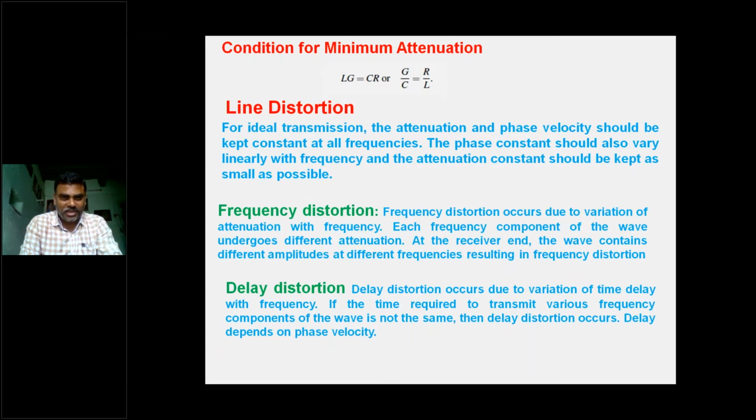So to have the minimum attenuation, the condition is R by L equal to G by C. That means minimum attenuation means no distortion. So whatever the line distortion is, basically either frequency distortion or amplitude delay distortion, these distortions will not occur whenever alpha is independent of the frequency and beta is linearly varying.